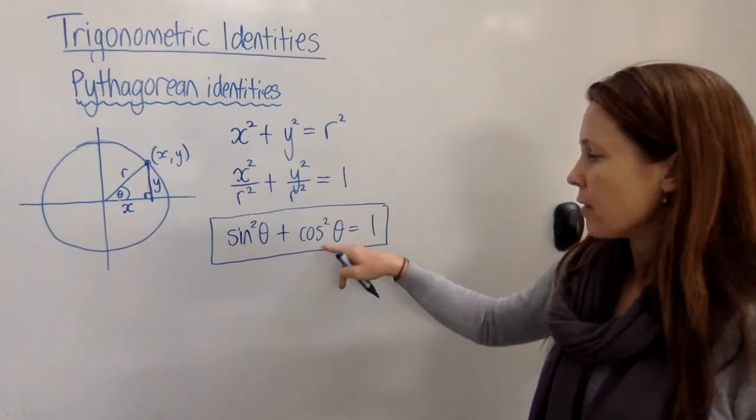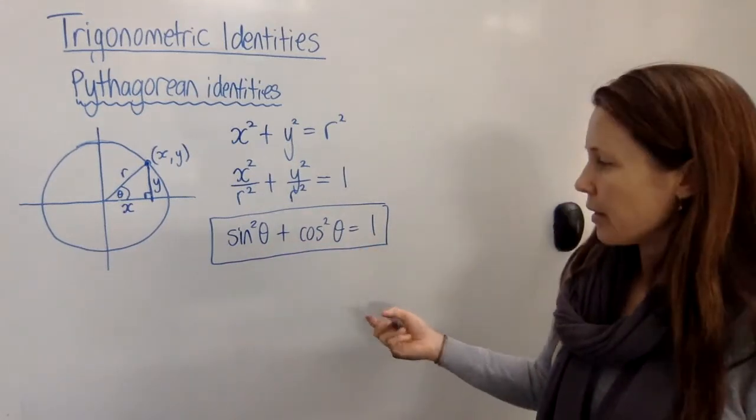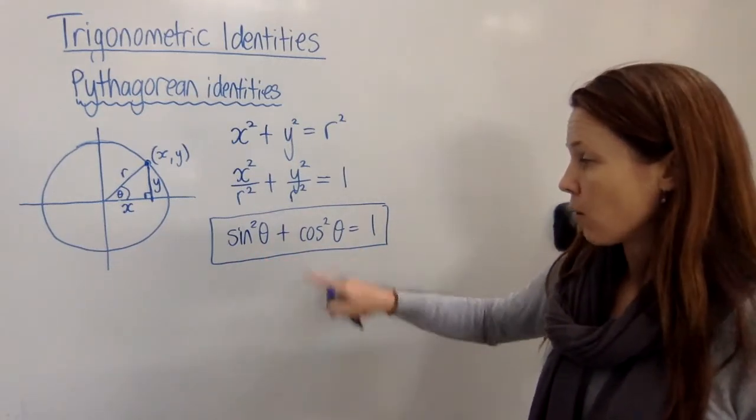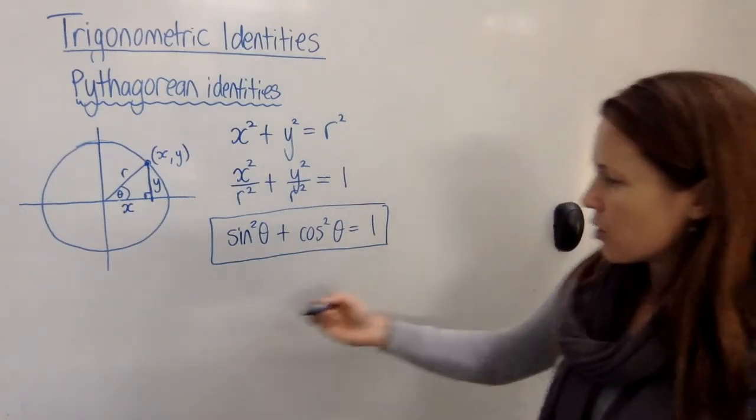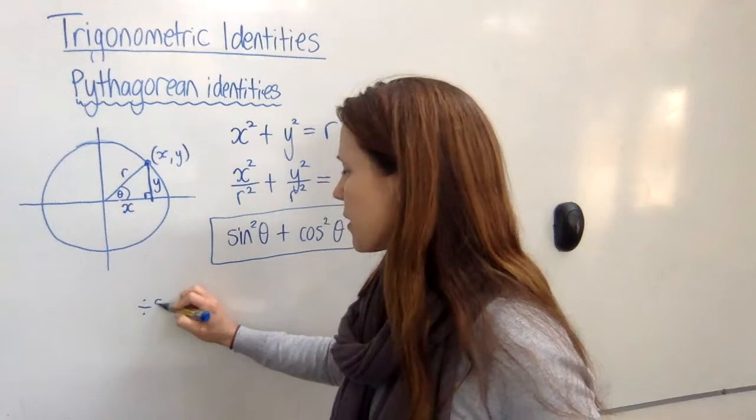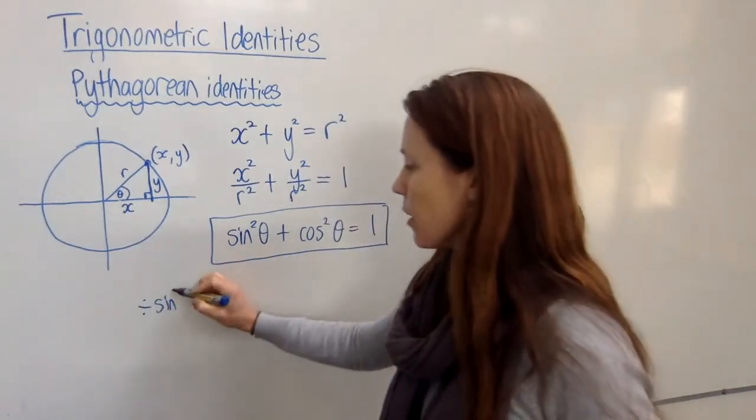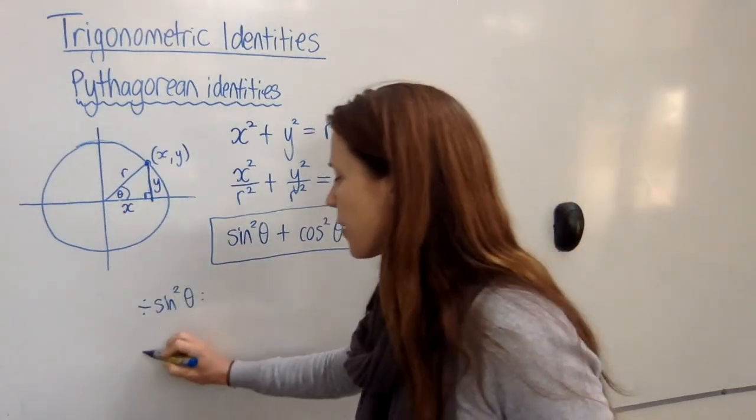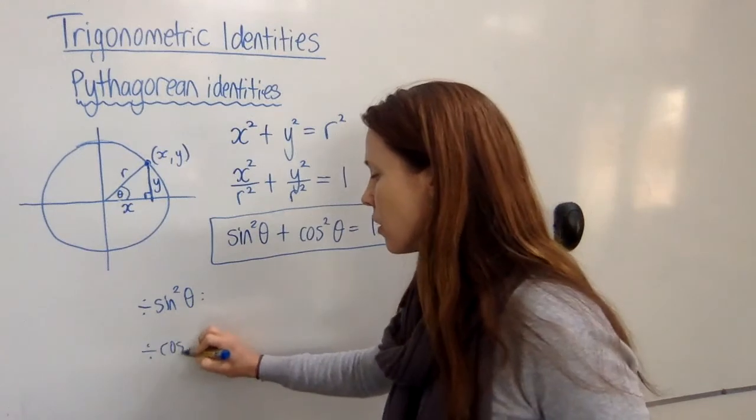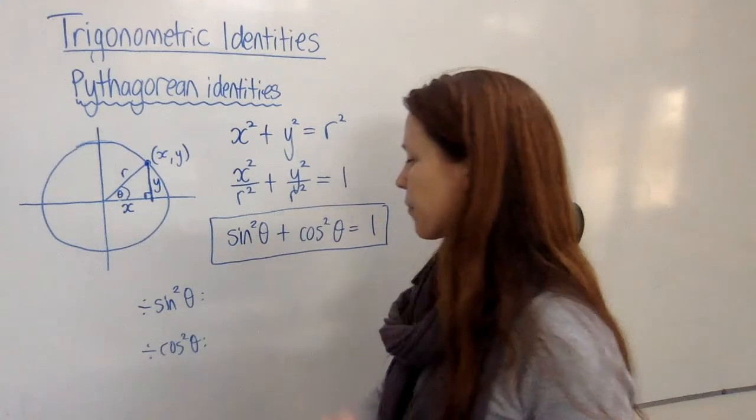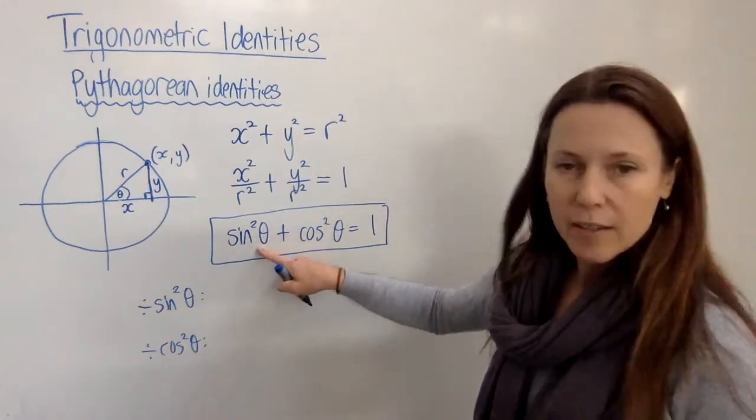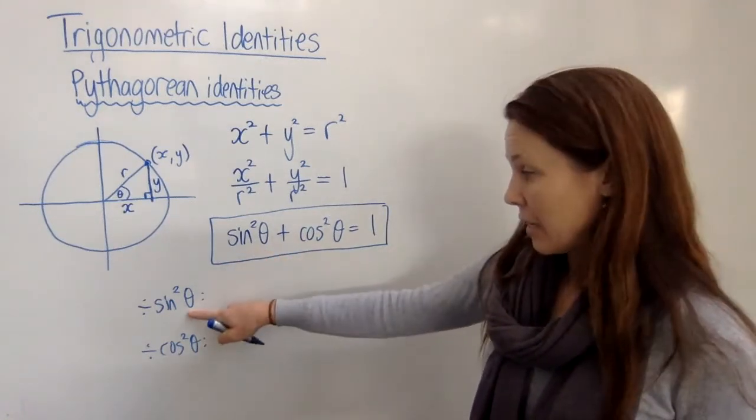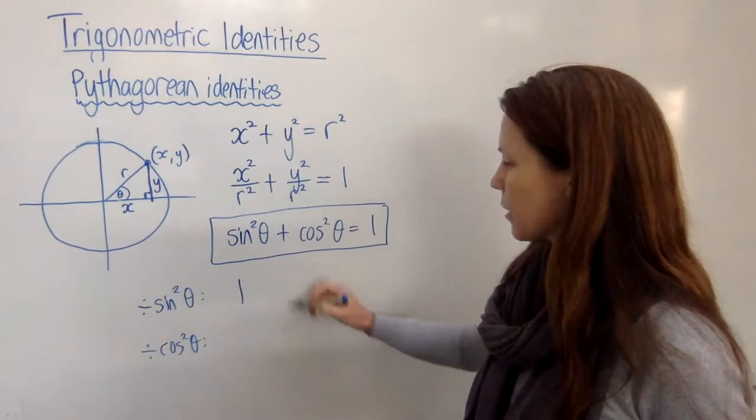So down here, it makes sense that if we divide by the sine squared theta or the cos squared theta, we can make this thing look different. So to build our other two trig identities, we're going to take the first one and we're going to either divide it by sine squared theta or cos squared theta. Let's see what happens to each term. If we take sine squared theta and divide it by itself, we get 1.